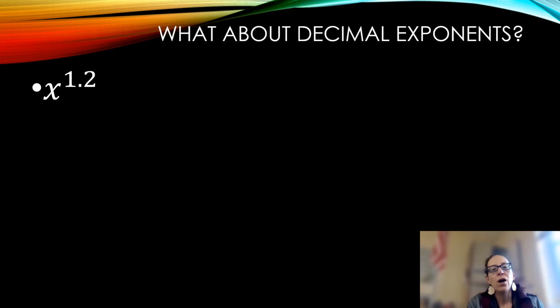Last little topic here. What about decimal exponents? These you're likely to see in science classes. You might at first think, well, how can something be multiplied as a factor 1.2 times? How do you do that? It kind of comes from the same place as our exponent of 0 or our negative exponents. But there is a way to do this and to make some other sense out of it. And pretty much all we're doing here is rewriting it. We're looking at different ways to represent x to the 1.2 power.